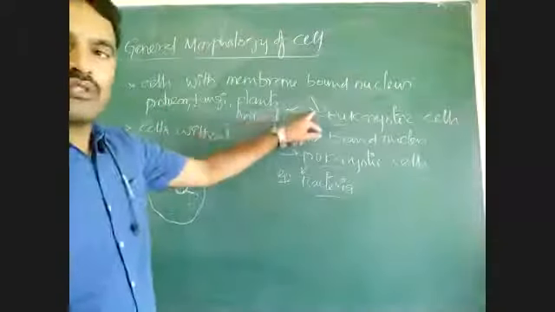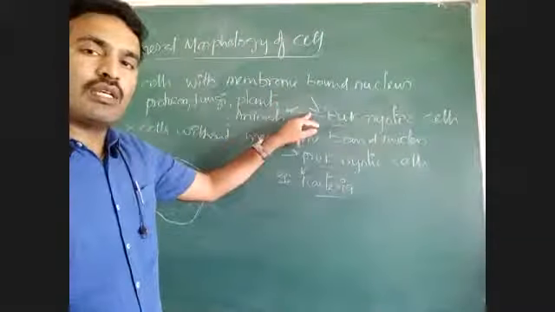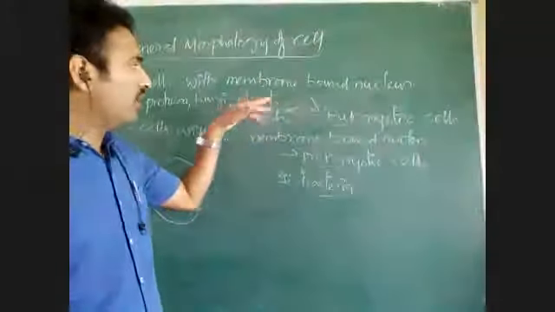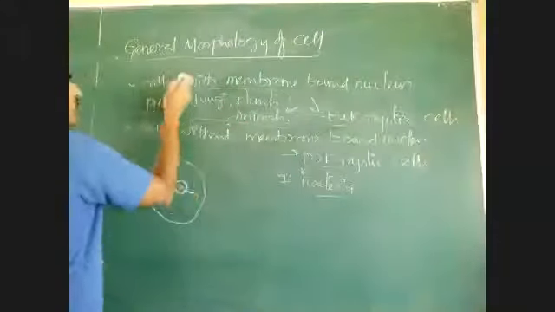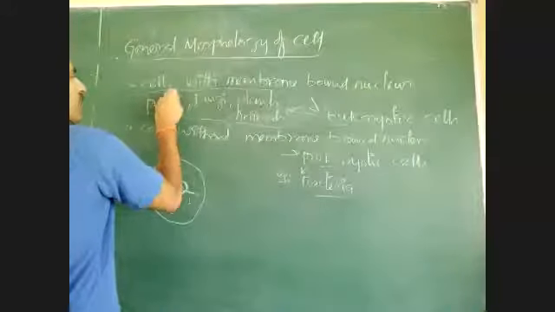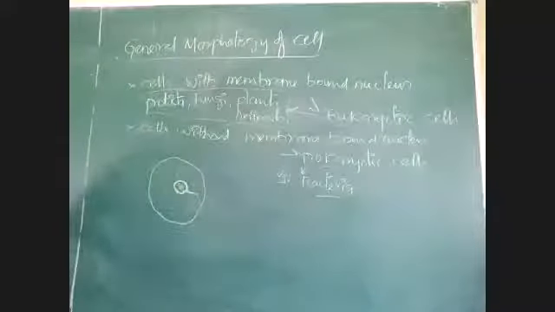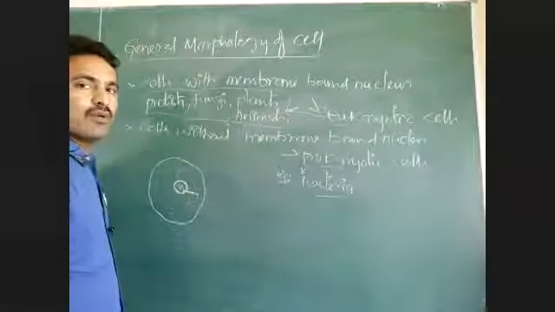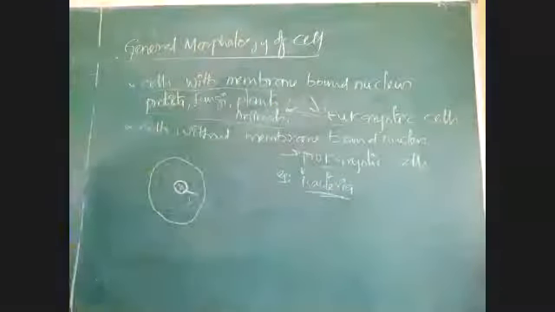Eukaryotic cells are those which have a membrane bound nucleus. That membrane bound nucleus is called as what? Eukaryotic nucleus. That nucleus is seen in protozoa, fungi. Protozoa means protista, we can say. Protista, fungi, plantae, animalia. So in these members there is presence of eukaryotic cells. That means there is a membrane bound nucleus. But in bacteria there is no membrane bound nucleus. This is called what? Prokaryotic cell.